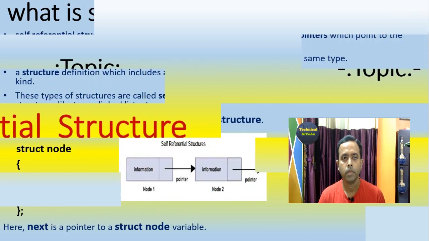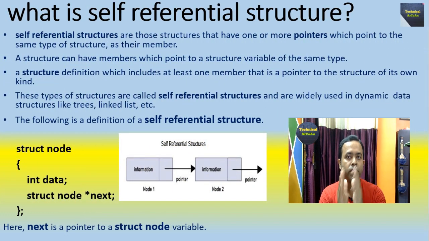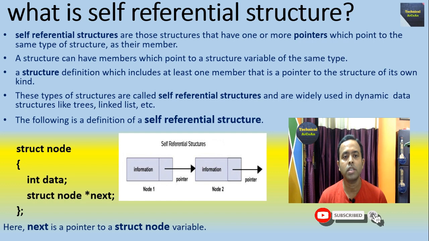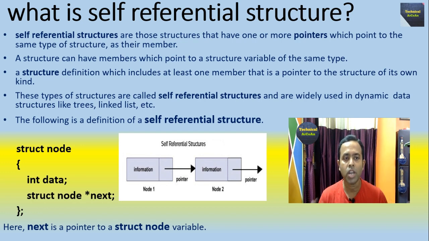So what is a self-referential structure? Self-referential structures are those structures that have one or more pointers which point to the same type of structure as their member. A structure can have members which point to a structure variable of the same type, meaning the structure itself. A structure definition which includes at least one member that is a pointer to a structure of its own kind is called a self-referential structure, and these are widely used in dynamic data structures like trees, linked lists, graphs, etc.